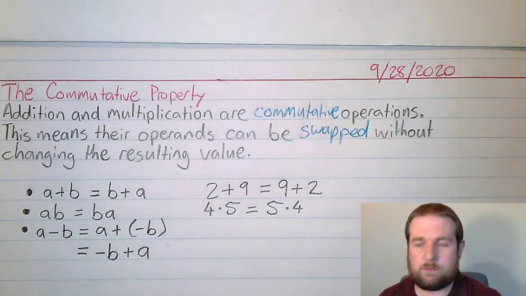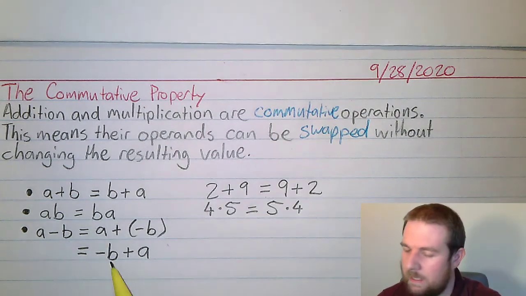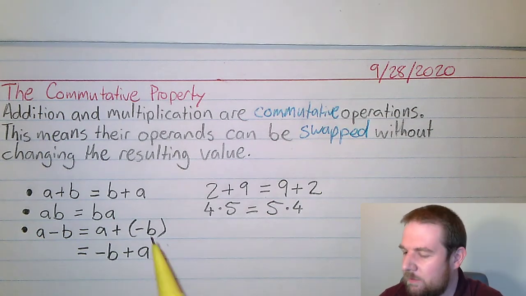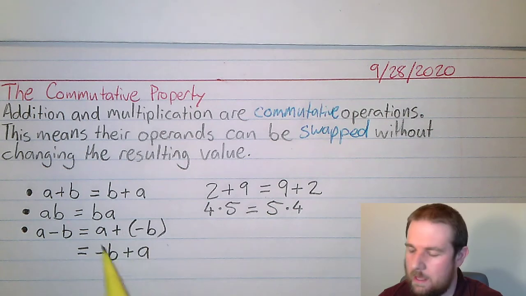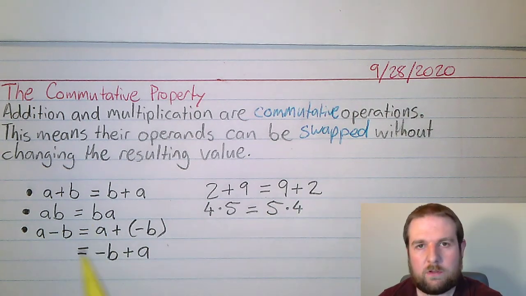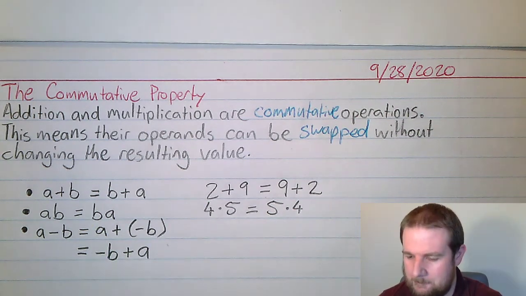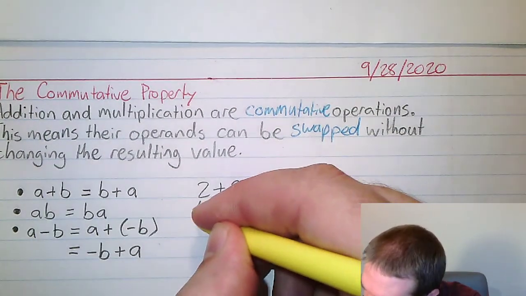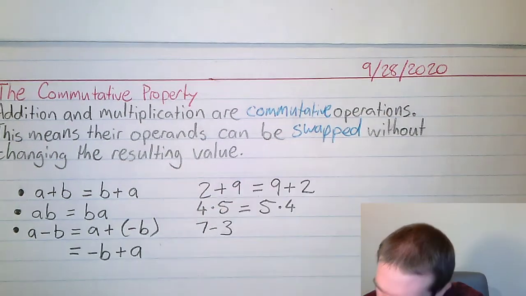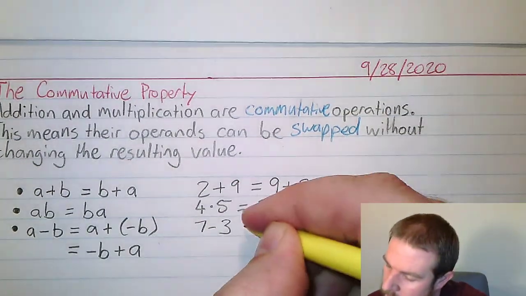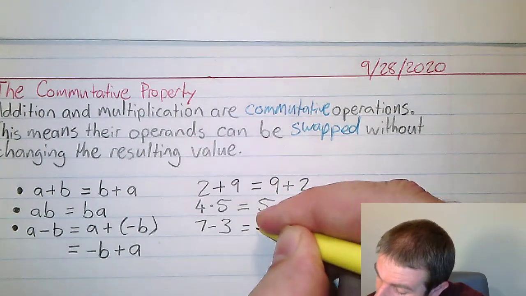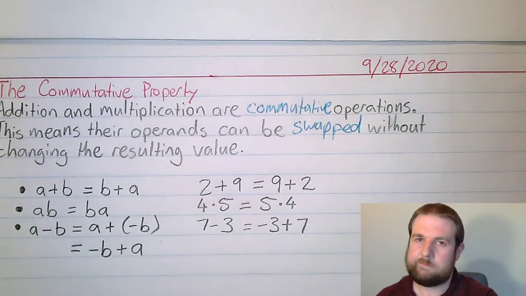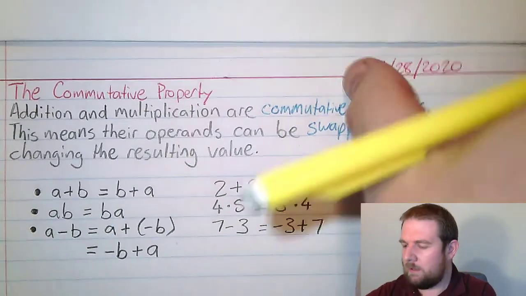And this is a useful thing to remember, that anytime we have a negative number and we add something to it, it's exactly equivalent to having those values switched around with subtraction instead. So an example of that is if I have 7 take 3, that's equal to 4. But we could also get 4 by having negative 3 and adding 7. Okay, so that's the commutative property.